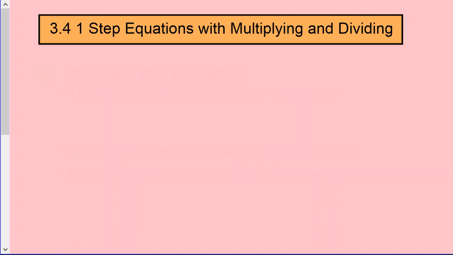Go ahead and turn to the next blank page in your math notebook and write this lesson title at the top. Alright, with one-step equations with multiplying and dividing, we are going to do the same thing as we did when we were using addition and subtraction. The only difference is now we are using multiplication and division.